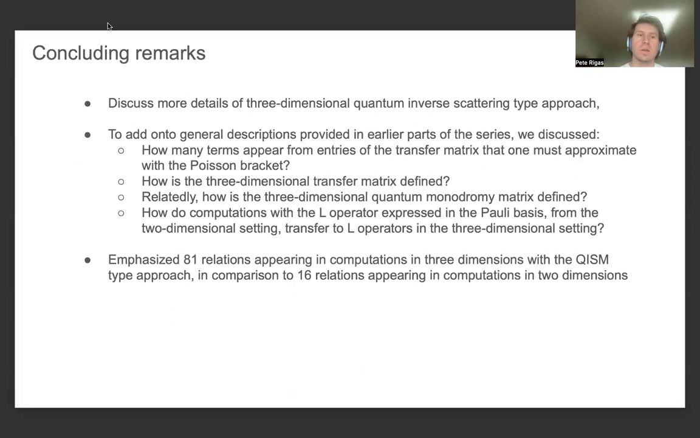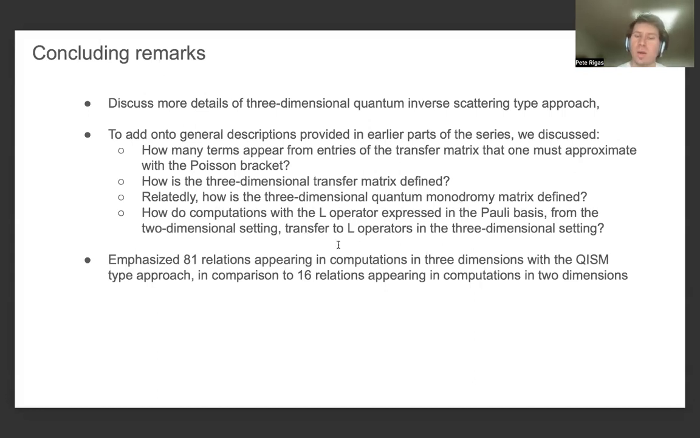And so the concluding remarks that we give in this part of the presentation for the series were that we were discussing more aspects of the 3D quantum inverse scattering type approach, and we were answering questions like, how do the terms in the generic 3x3 representation of the transfer matrix relate to the product of L operators? We were introducing the three-dimensional transfer matrix. We talked about the quantum monodromy matrix, which we'll also reiterate later in the presentation very briefly.